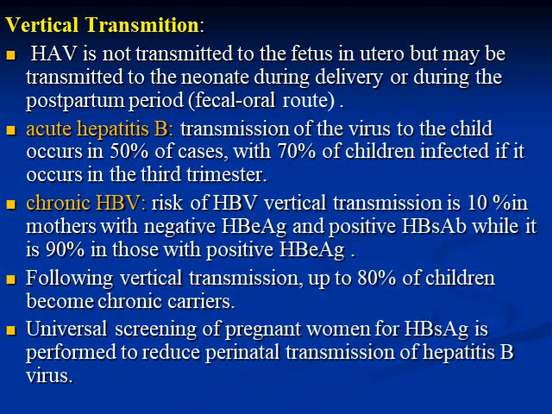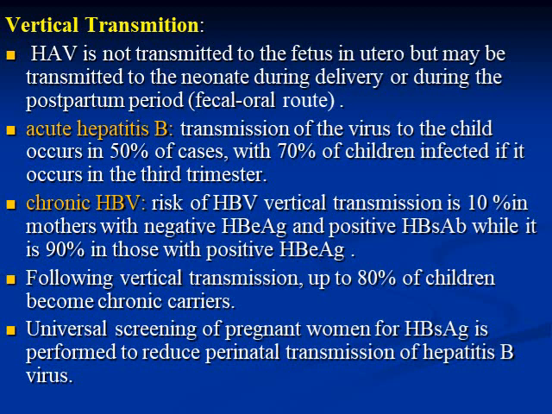For chronic hepatitis B, the risk of vertical transmission is 10% in mothers with negative hepatitis B E antigen. The hepatitis B E antigen indicates the replication of the virus. Once the virus is active, the vertical transmission will be very high, while when it is dormant or not active, the hepatitis B E antigen will be negative, and the transmission will be low, about 10%. When it is positive, the transmission will be about 90%. Following vertical transmission, up to 80% of children will become chronic carriers.